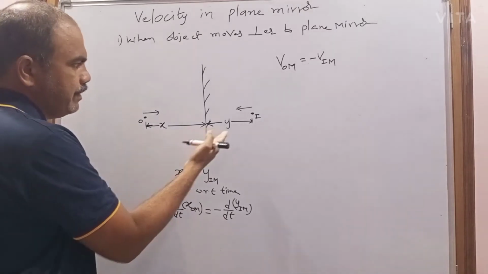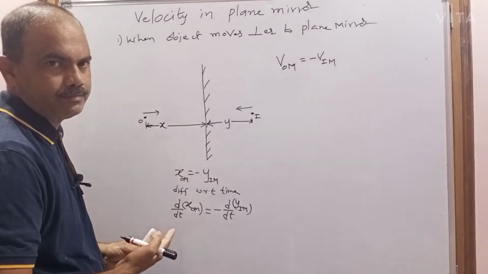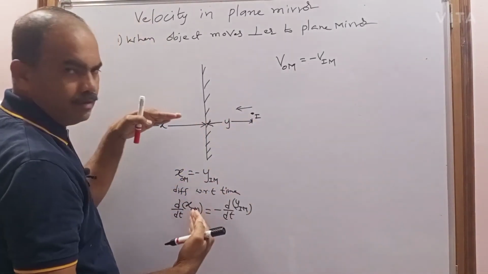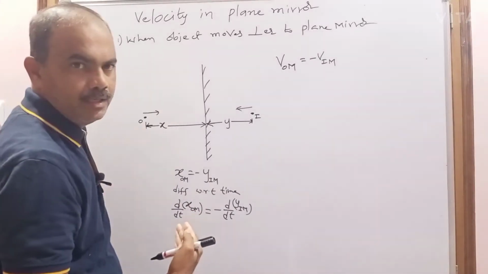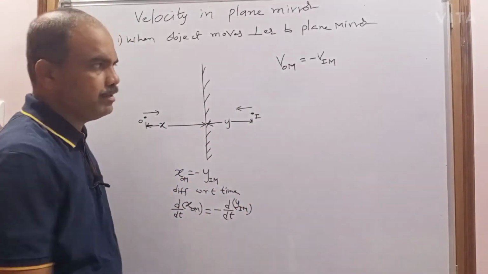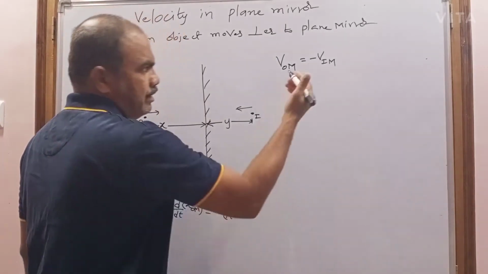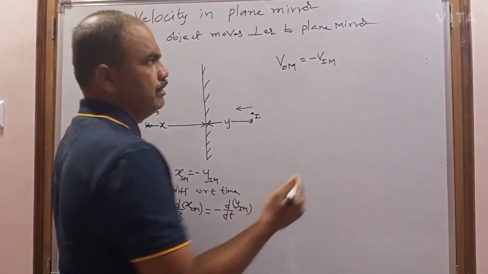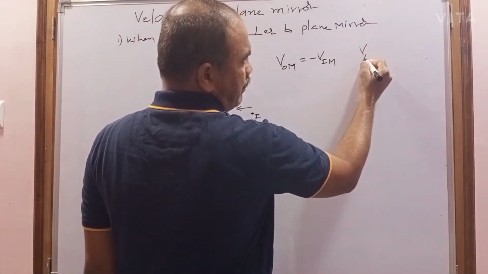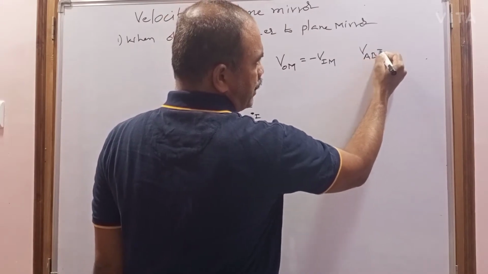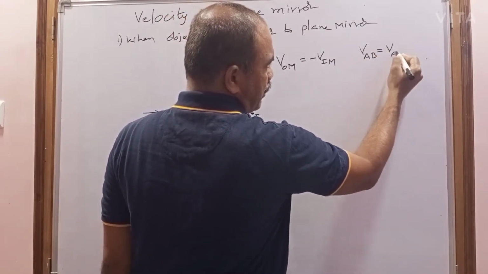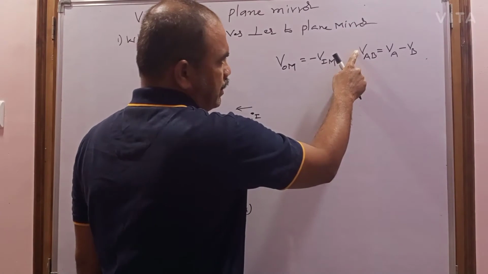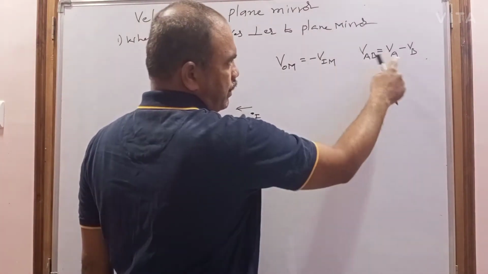We are taking the displacement as well as the velocity with respect to the mirror. Here the minus indicates that the object is moving towards the mirror in the positive direction, and the image is moving in the negative direction. That's why we are getting minus. But in the first year, you learned the relative velocity concept. The relative velocity of object A with respect to B is equal to, what is the formula? Velocity of A minus velocity of B. So the velocity of A with respect to B is equal to VA minus VB.